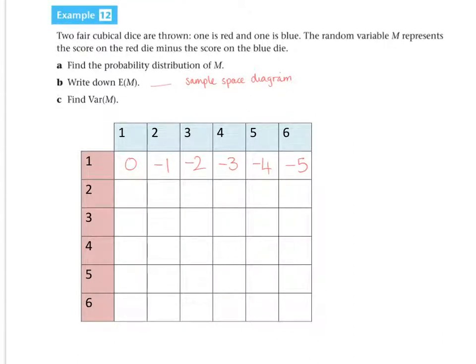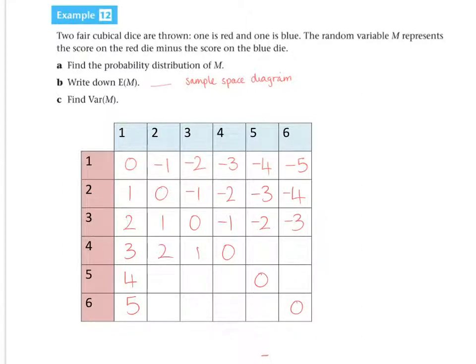What do we have? 2 minus 1 is 1, 3 minus 1 is 2, 4 minus 1 is 3, 5 minus 1 is 4, and 6 minus 1 is 5. So down the centre, as you can see, we're going to get 0. And along here, there's a little bit of symmetry going on. These are all the possible outcomes that we get when we throw the two dice together.